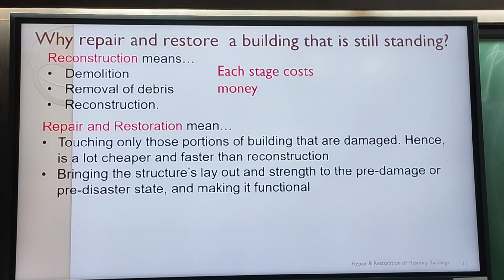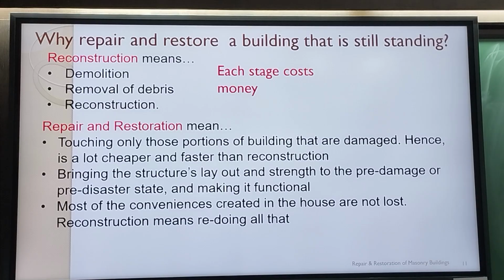Then you are bringing the structure layout. Some walls are collapsed, so you're bringing the layout and the strength to the pre-damage or pre-disaster stage, and you make it functional so that it can be again occupied and start using it as house or whatever. Now, we typically build a house and we convert it into home.